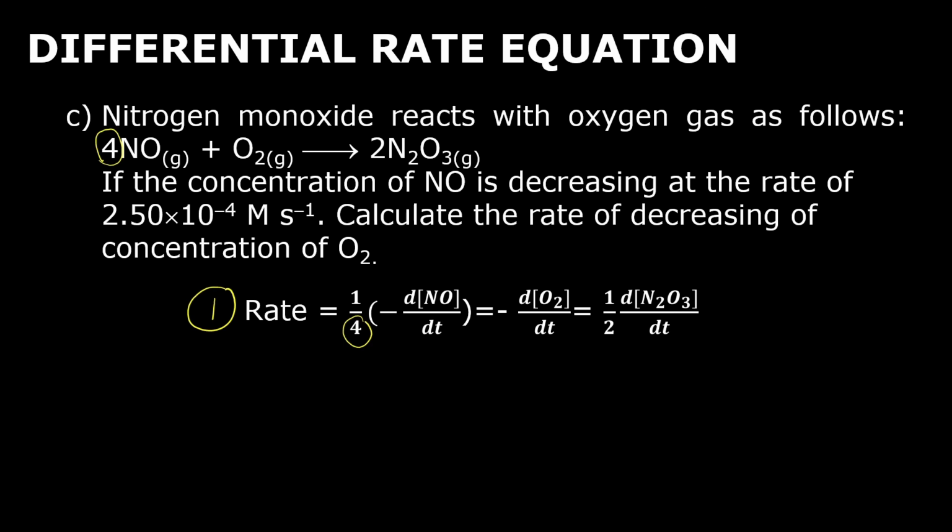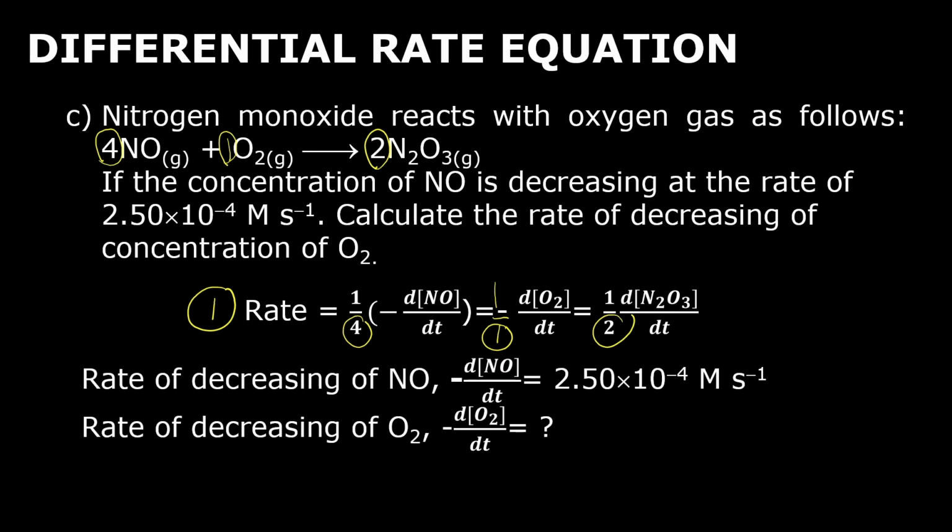So the 4 is the same as the stoichiometric coefficient of NO in the balanced chemical equation. So 1 over 4, the rate of disappearance of nitrogen monoxide reactant, equal to 1 over 1. So 1 here is equal to the stoichiometric coefficient of oxygen in the balanced chemical equation. 1 over 1, the rate of disappearance of reactant oxygen, which is equal to 1 over 2. So 2, the same as the stoichiometric coefficient of N2O3 product in the balanced chemical equation. So equal to 1 over 2, the rate of appearance of product N2O3. So this is our differential rate equation.